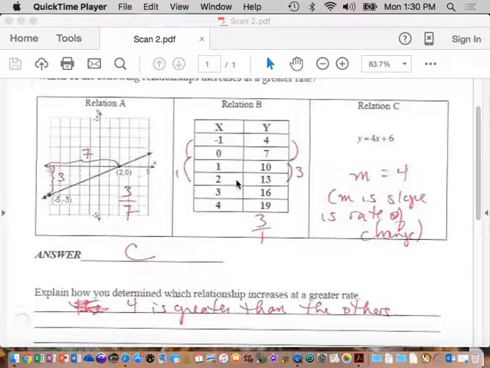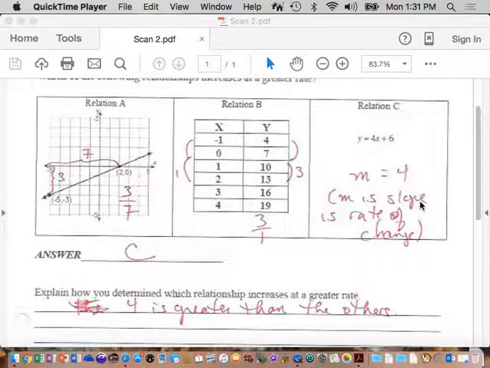Then we go to relation B. To find the rate of change here, I have to compare how much I'm going up by. I'm going up by 3 over here. That's the change in y. And what is it over here? 1. So this rate of change is 3 over 1. This one is 4, and a lot of you forgot to write that down or didn't know what it was. I hope you knew what it was. I wrote 4 over 1. 4 over 1 is okay.